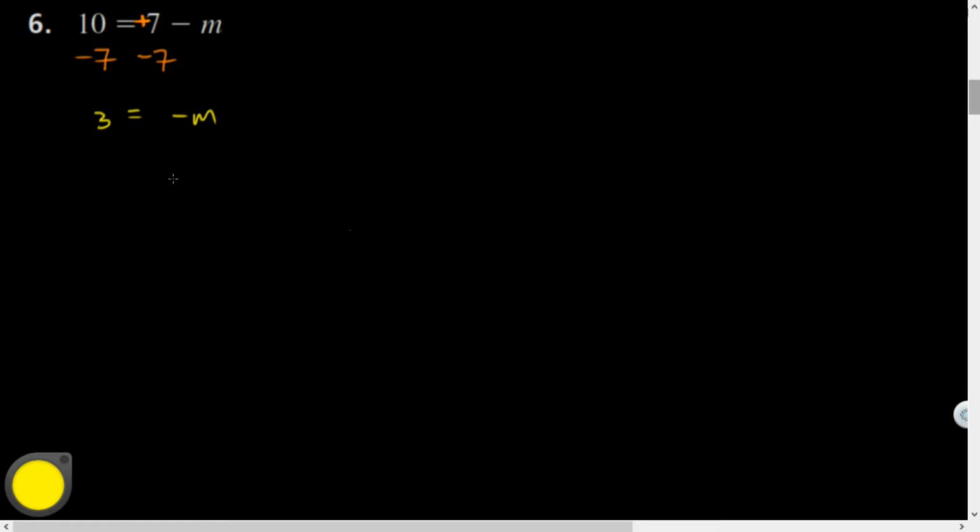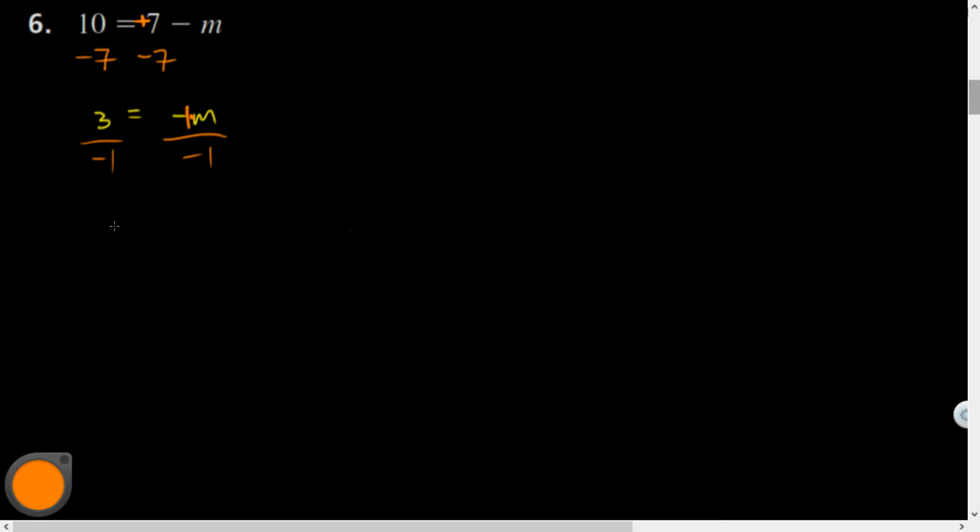Therefore, what do you think positive m is going to equal? Regular m. How could I get to regular m? How can I get rid of this negative 1? I could think about this as being negative 1 times m, and then the inverse operation is going to be divide by negative 1 on both sides.